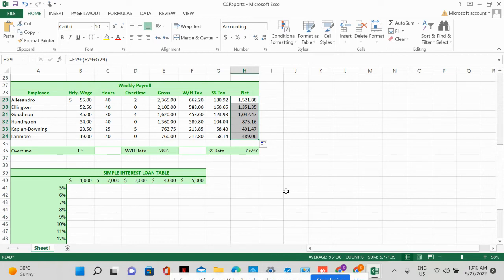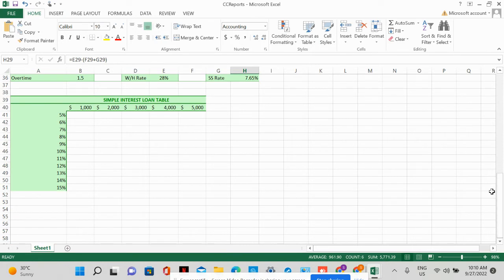And our next topic, which is the last topic of this video, is determining simple interest using a formula with mixed cell reference. So we will make our cell B41 active, and we will type the formula containing mixed cell references.